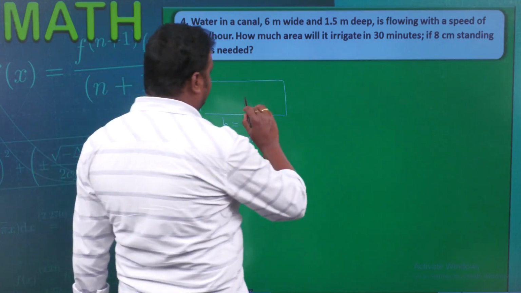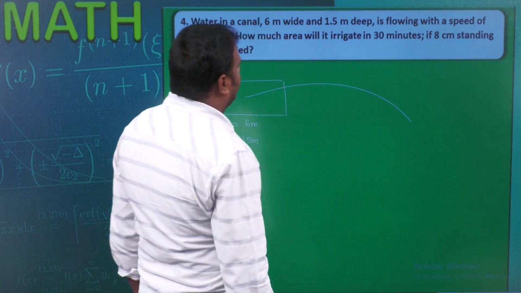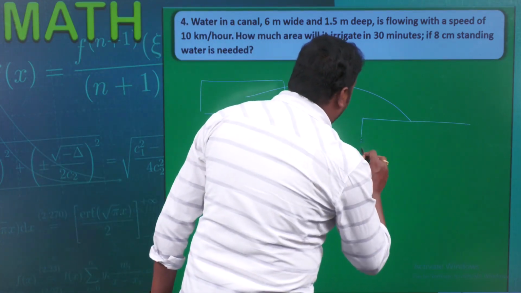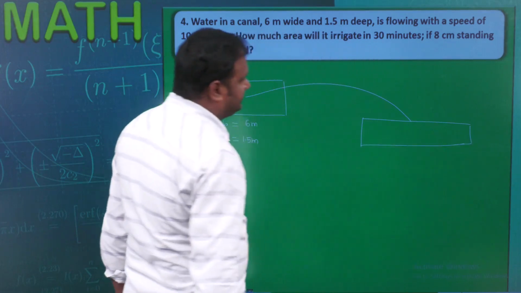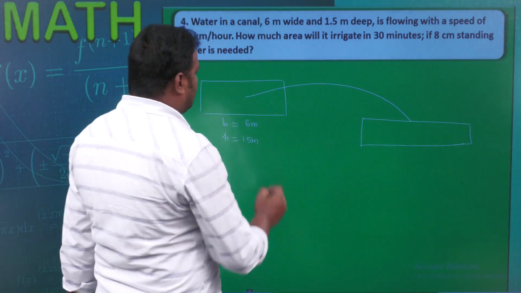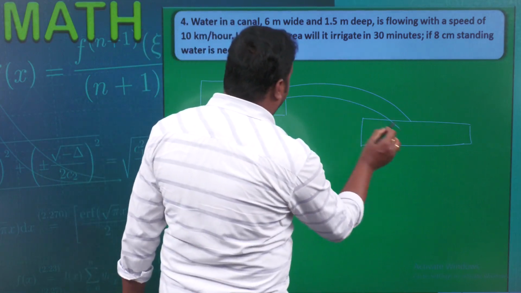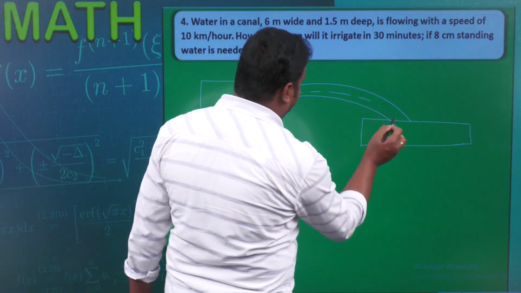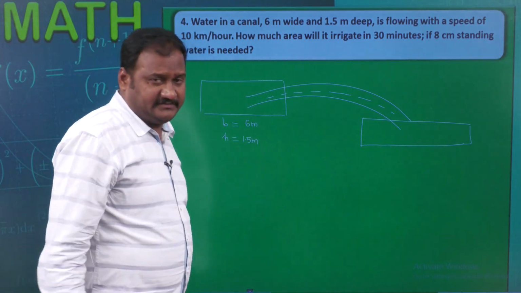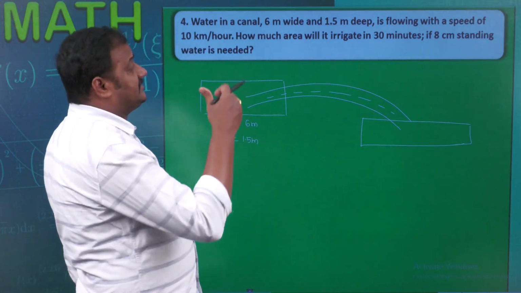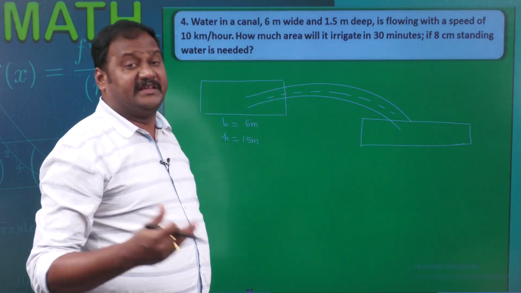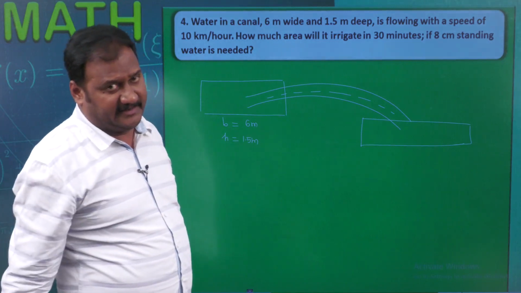And the water is flowing from this canal and it is irrigating, means it is occupying some area here, means water is flowing from one place to the other place. Okay? So, water is flowing here and it is occupying this area. And now, we do not know what is the length of the water flowed, since the speed of the water is maintained at 10 kilometers per hour.